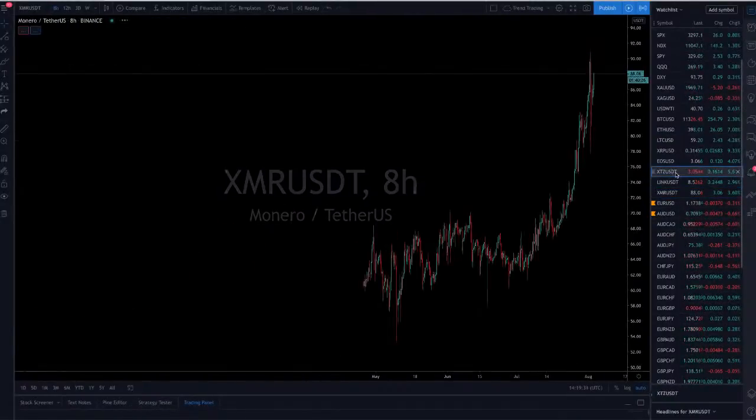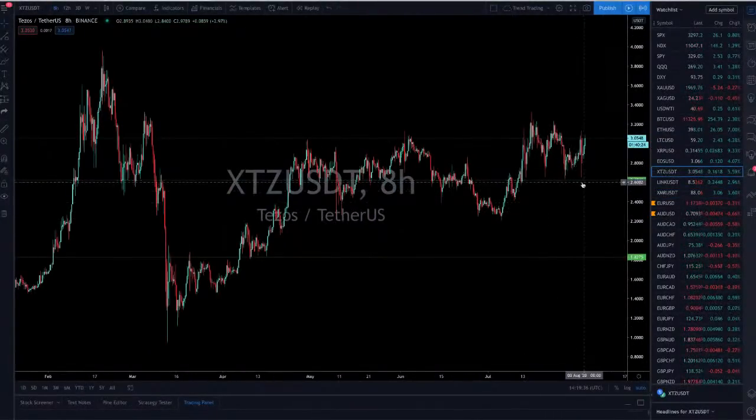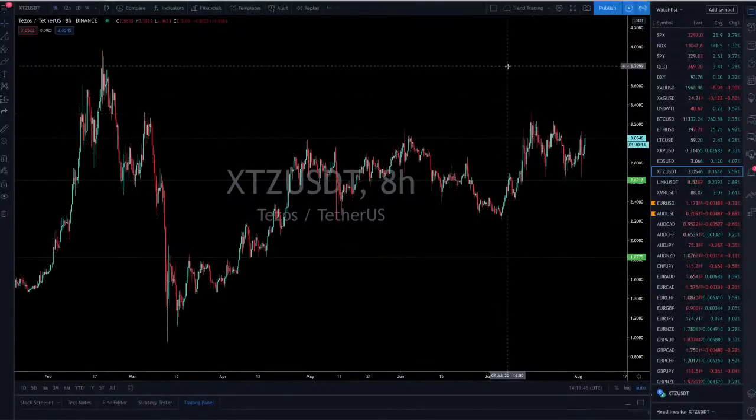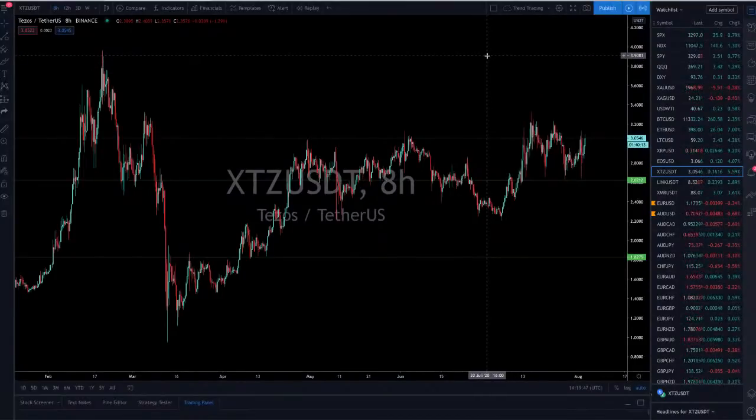You could see Tezos also holding that support over here, resuming off of it. In my opinion, the next thing that happens is Tezos has its eye on $3.30, and then once it breaks there, it's a matter of time before it challenges and then breaks over here at $4.